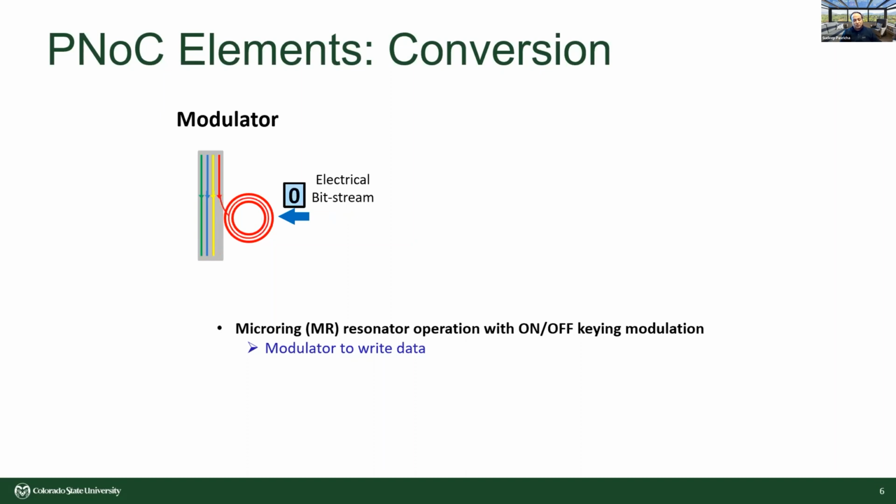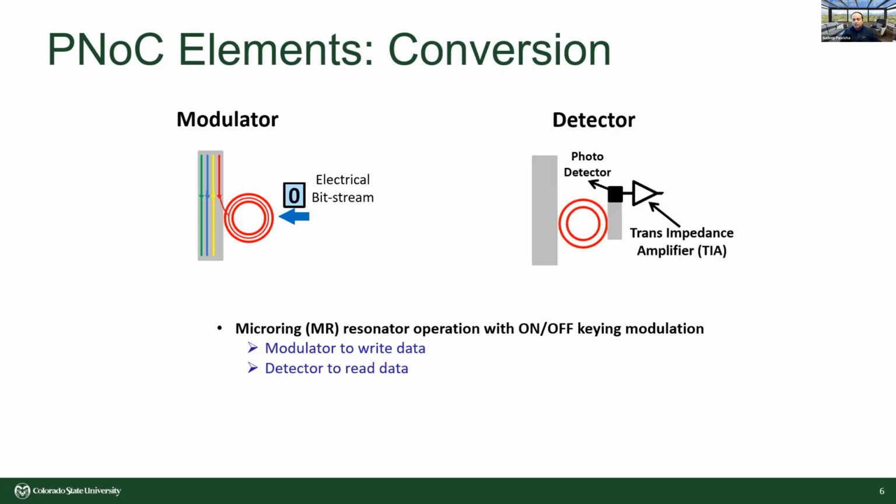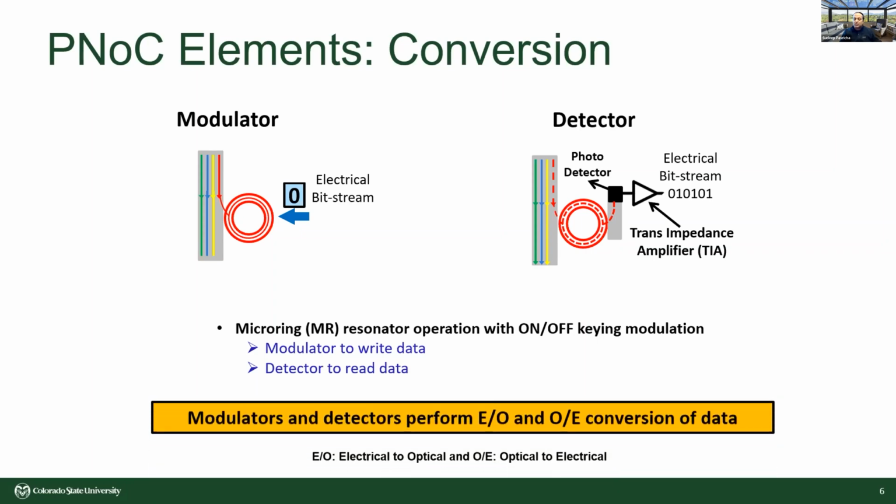At the destination, you can have another of these MR devices that couples out the light and drops it onto a photodetector. Then you can pass it through some sort of amplifier, and then you can use analog to digital conversion to retrieve your digital bit stream. So in a nutshell, this is how in an optical link, we use microring resonator devices for this optoelectric conversion process.